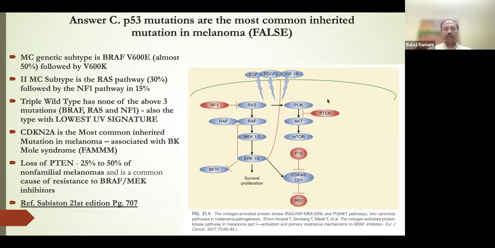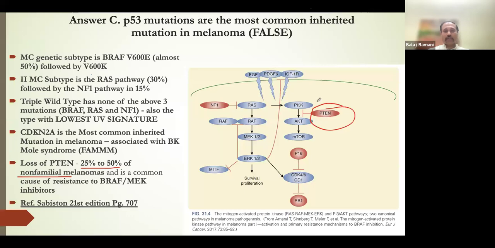This is important. Okay, so PTEN loss is again one of the commonest things that you will get in your non-familial melanoma. PTEN loss is important in about 25 to 50% of non-familial melanomas, and they get resistant because that is the alternative pathway that goes on. In case this pathway is blocked, then it goes on to the PTEN pathway and PI3K pathway, and that is where you will have the origin of resistance to BRAF inhibitors.